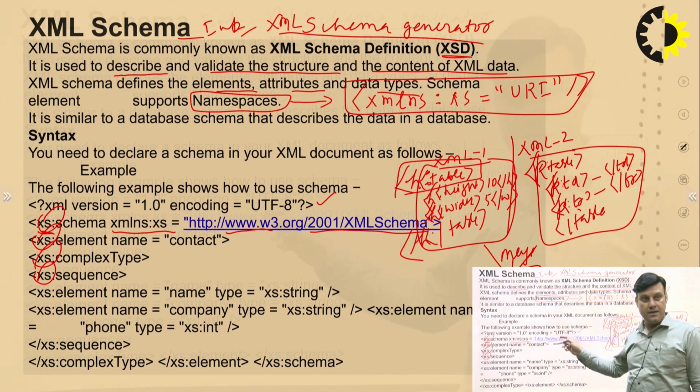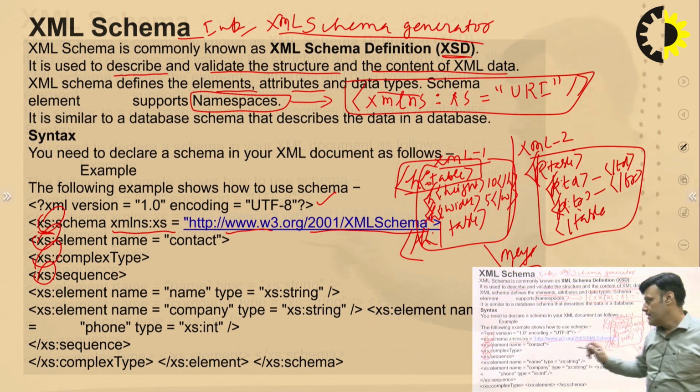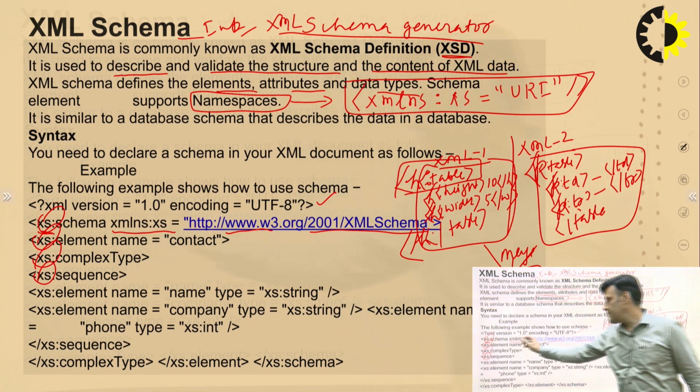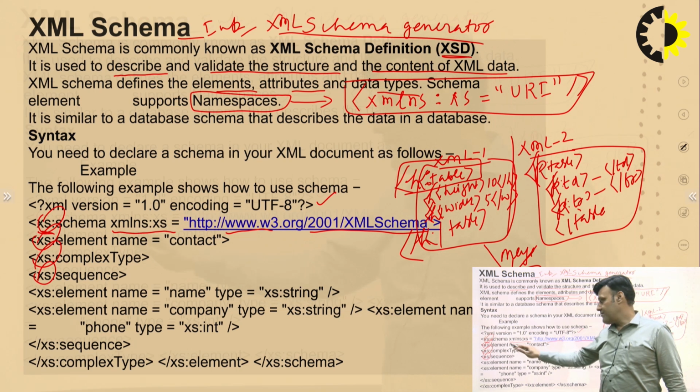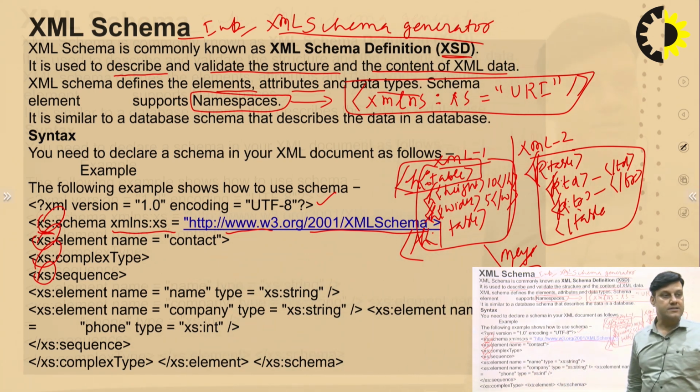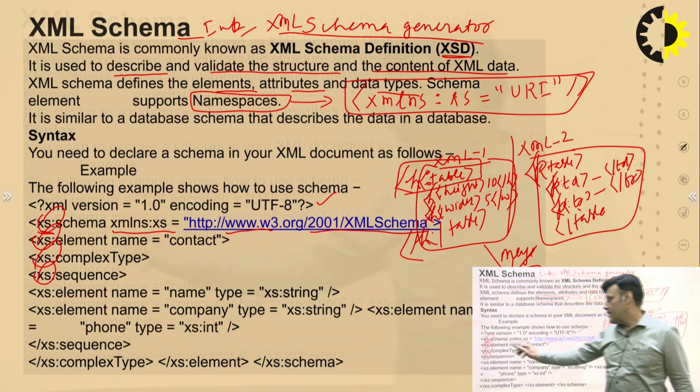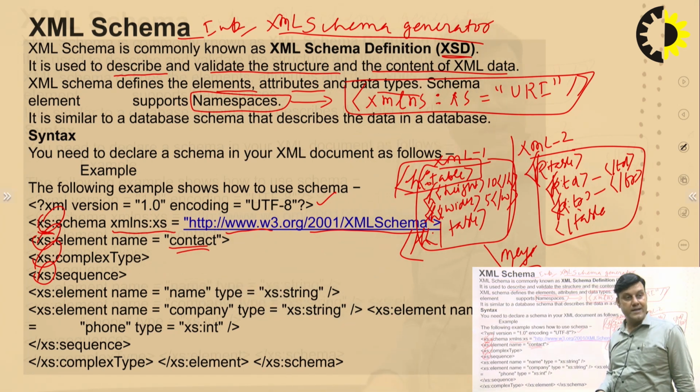XML version 1.0 encoding UTF-8. What is the name of this line? XML prologue, which is optional. Then secondly, we will define the XML schema. Under this schema, we have all these tags, all these elements. Now understand it. My first tag name is contact. The element name is represented by element name. So this is the root tag.